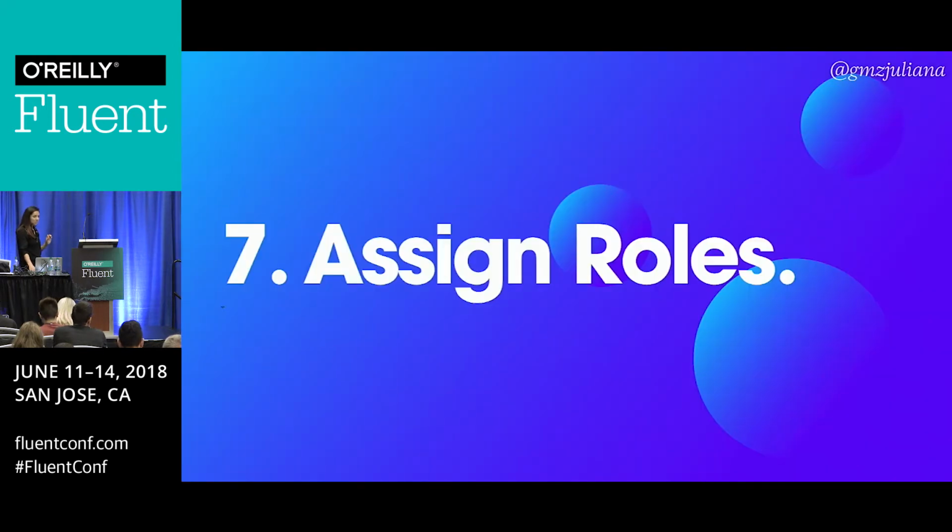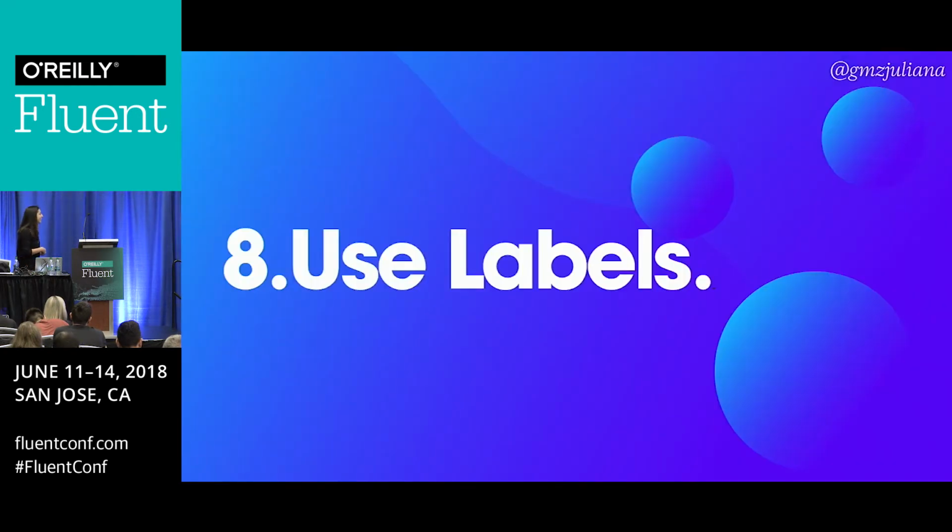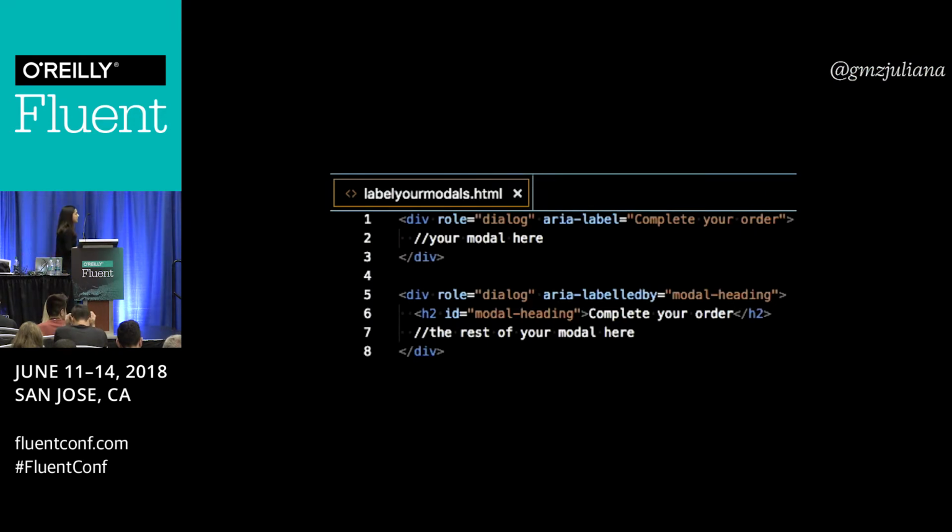Taylor had two last things for their modals. They needed to assign roles. So if you assign a role, a screen reader will be able to pick up what that is. The most common ones for modals are dialog and alert dialog. Dialog is if you need user interaction or confirmation, and alert dialog, guess what it's for? It's like for alerts. And the last thing is to use labels. So you can label your container div either with an ARIA label or an ARIA labeled by, so that your users with assistive technologies can be communicated what that modal is for.